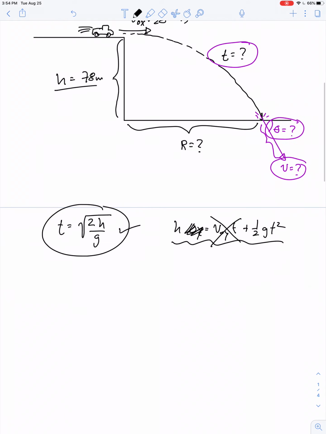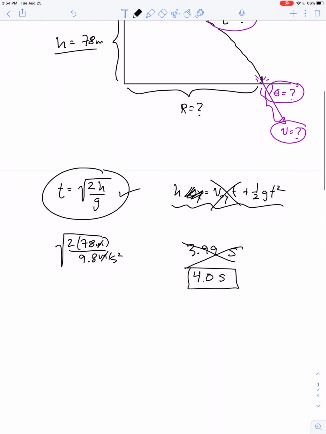So if you want to do some number crunching with me, grab your calculator. We're going to take the square root of 2 times 78 meters and divide that by 9.8 meters per second squared. Dimensionally, the meters cancel out, and we know the units are going to be seconds. So that's good that that works out. 2 times 78 divided by 9.8 gives you about 15.9. When we take the square root, it rounds up to be very close to 4 seconds. So we can either report this as 3.99 seconds if that makes you feel good, or if you don't mind rounding up, we'll round it up to 4.0 seconds.